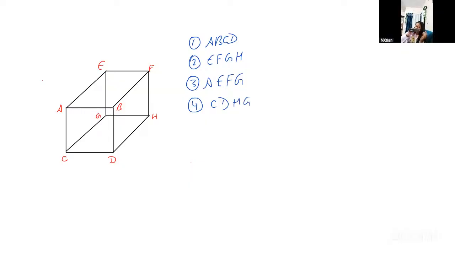Then the side ones. This side one is A, C, G, E. And this side one is B, F, H, D. Understood the faces? The top one, the bottom one, the front one, the back one, and the two side ones. Six faces.